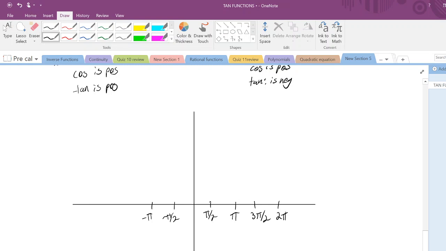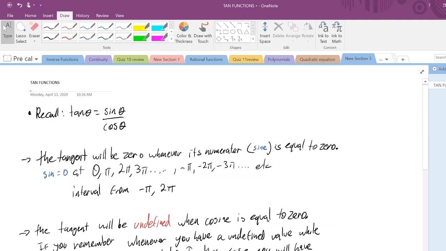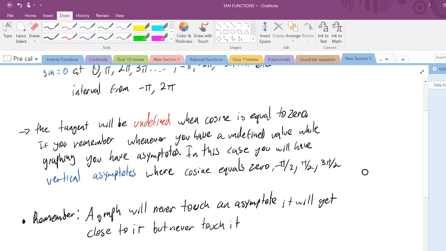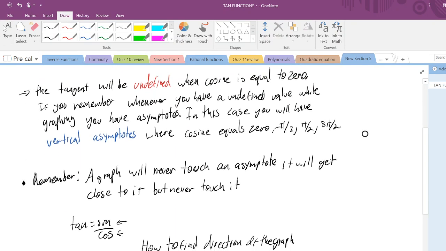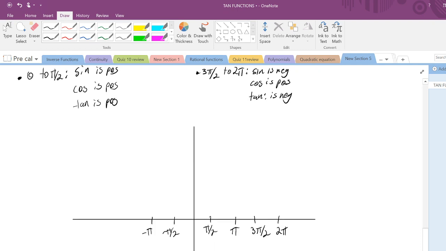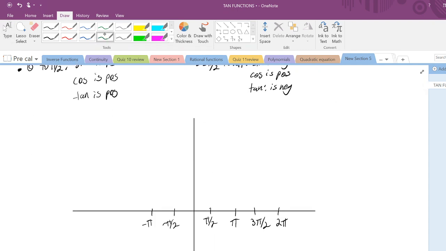All right, so the first things I'm going to put in this graph are my asymptotes. So if I look back, I said that my vertical asymptotes are where my cosine is equal to 0. So in this, cosine is equal to 0 at negative pi over 2, pi over 2, and 3 pi over 2. So this is how you're going to graph them. I'm going to do it in a different color. I'm going to have it pi over 2 right here, just straight down. That's where my asymptote is. I have pi over 2 and 3 pi over 2.